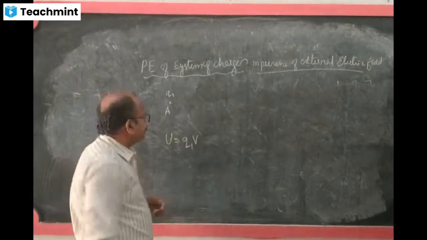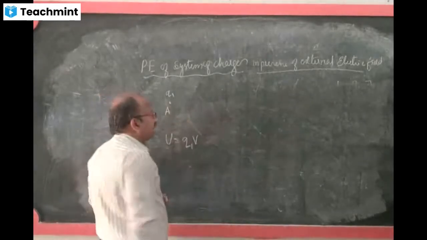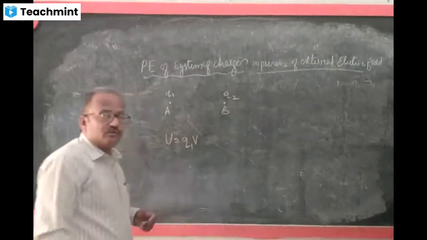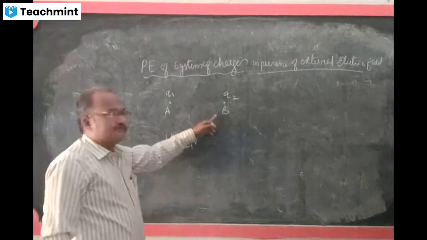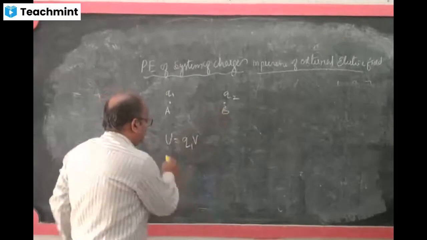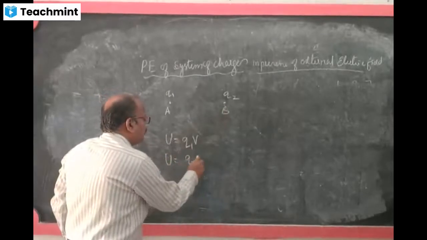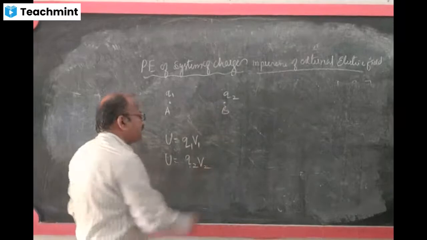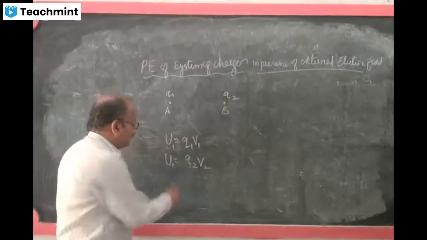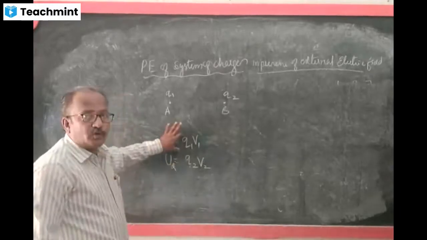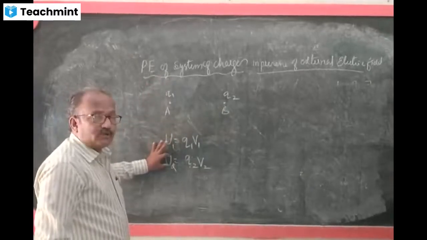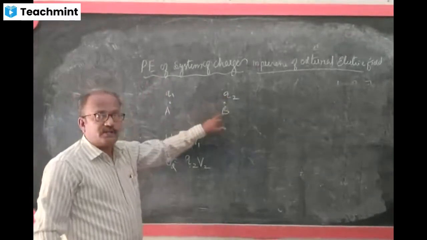Similarly, if we shift another charge Q2 from infinite distance to a particular point, at this point, then the potential energy of the charge Q2 at B is, let us take it as V1 and V2. So take this as U1 and U2. So this is the potential energy of Q1 at point A. This is the potential energy of Q2 at point B.